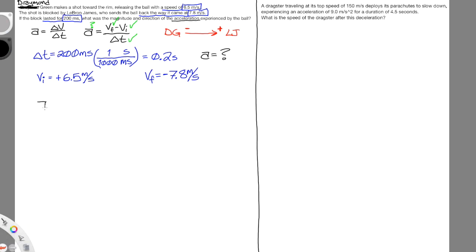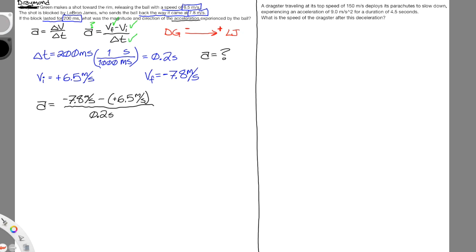So the acceleration equals v final, which is negative 7.8 meters per second. That negative is important. Minus v initial, and v initial is positive 6.5 meters per second, divided by our duration of 0.2 seconds.